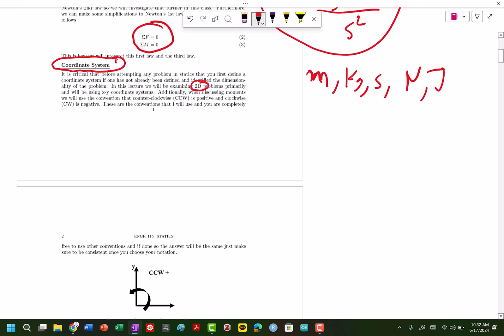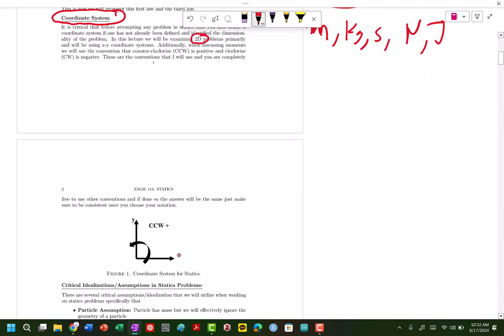And so we'll typically be using an XY coordinate system, as you can see here. We're going to define basically anything that's going in this direction as positive X. If it's going in this direction, that'd be negative X. And then if we're going down, minus Y, plus Y.